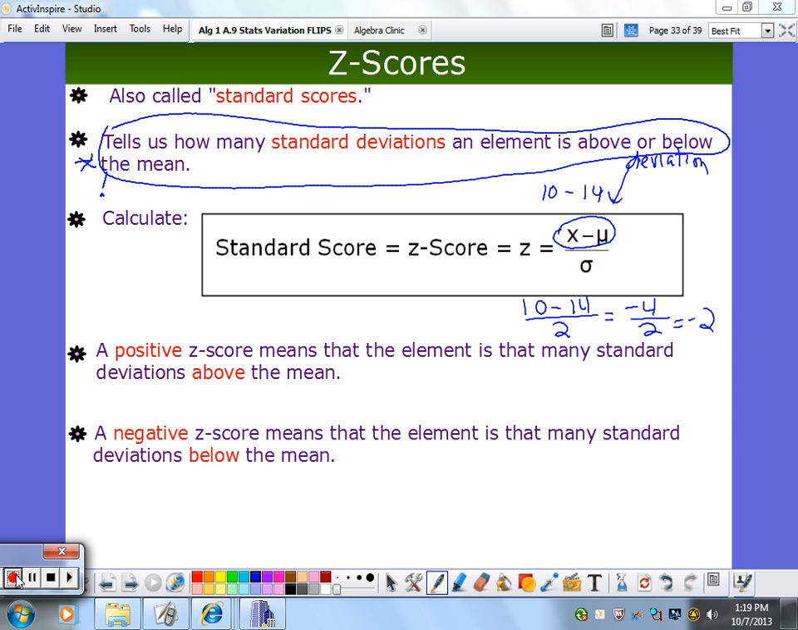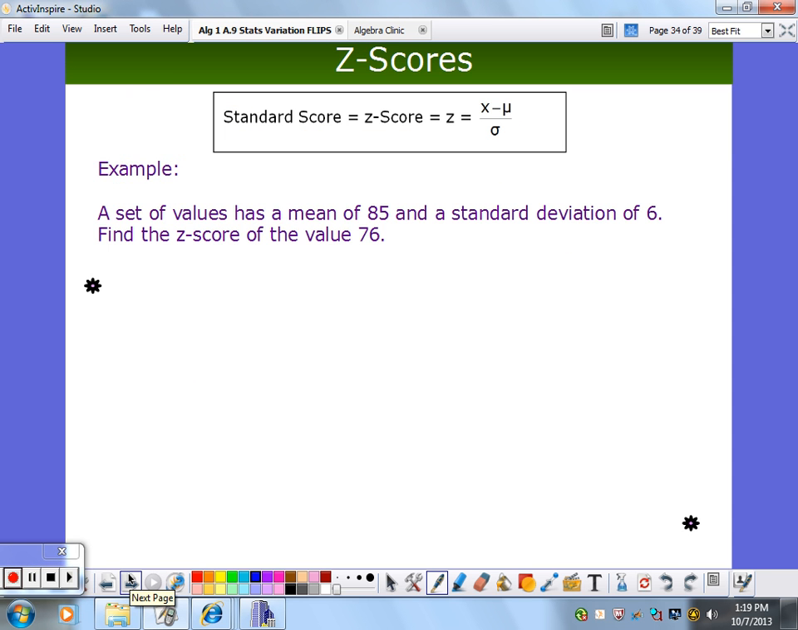You need to know what a z-score is because we're studying z-scores, whether it's on the test or not. Here's an example of a z-score question with a set of values. Are they telling me what all the values are? No. But I know this set has a mean of 85, and a standard deviation of 6. Find the z-score of the value 76.